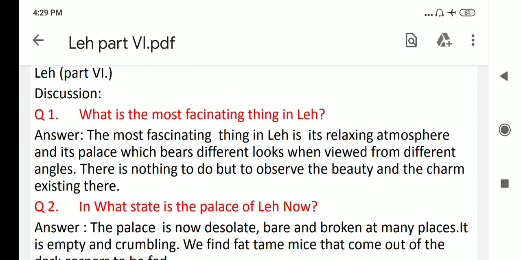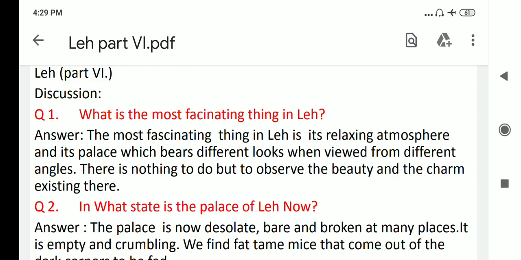What is the most fascinating thing in Leh? The answer to this question is: the most fascinating thing in Leh is its relaxing atmosphere and its palace, which wears different looks when viewed from different angles. There is nothing to do but observe the beauty and the charm existing there.